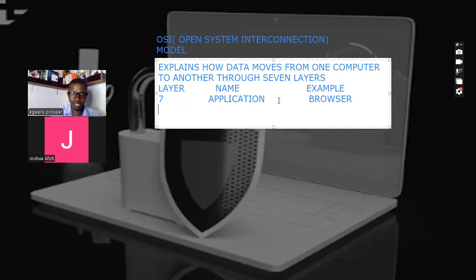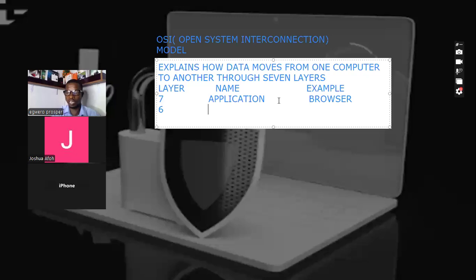Let's look at layer 6, because we're looking at 7 layers. Under layer 6, what do we have there? We have presentation. Example of it is encryption. So this is where locking some file comes in. We have encryption. That is layer 6.